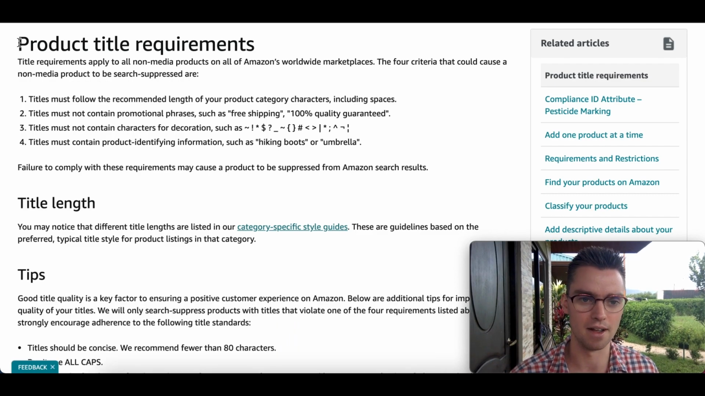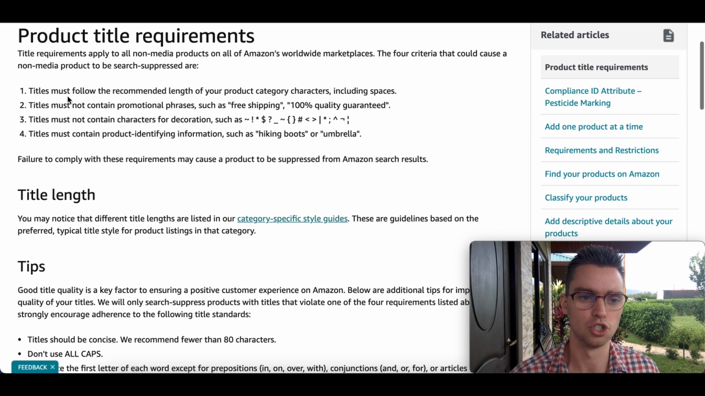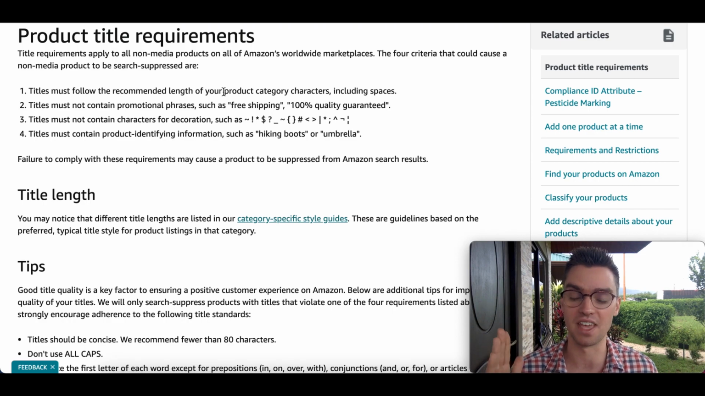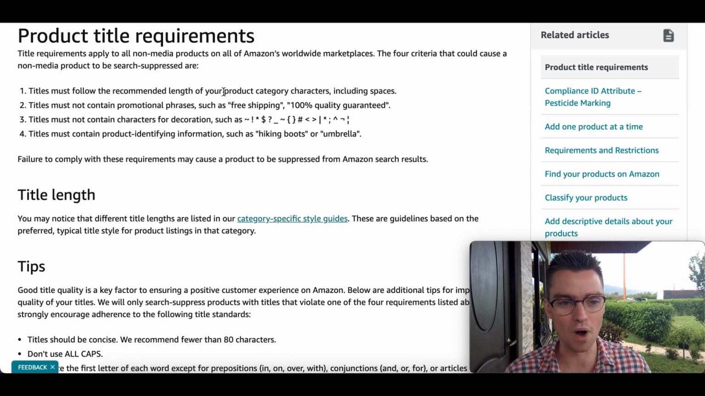So first, all right, 4 important points. Number 1, titles must follow recommended length for your product category. It used to be that every kind of product or listing you would sell on Amazon would have the same number of characters to be used. And relatively recently, Amazon has changed this to where certain product categories will have certain character limits for your title.